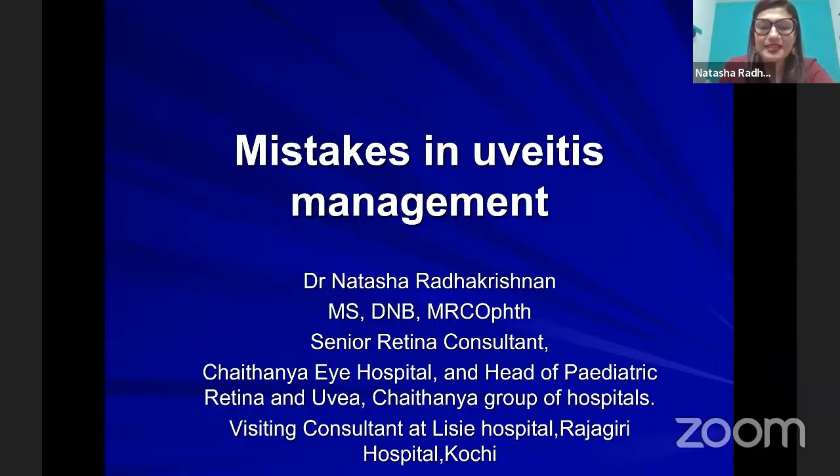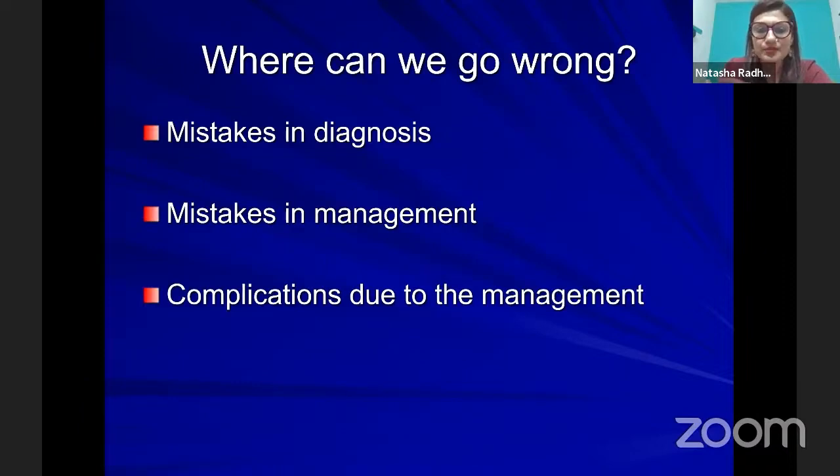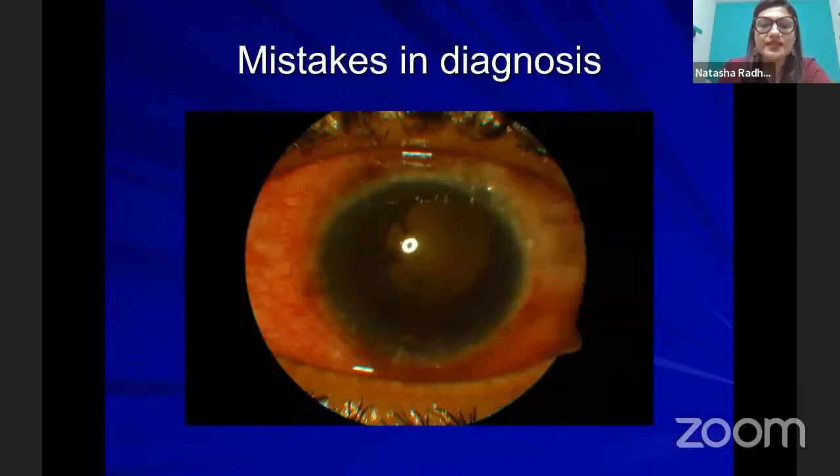My talk on mistakes in uveitis management can be divided into three parts: mistakes in diagnosis, mistakes in management, and complications due to the management. So where can we go wrong? Some of these mistakes are, of course, made by me, and some of them I've been learning from others' mistakes. So simple mistakes in diagnosis, we'll just go through it quickly.